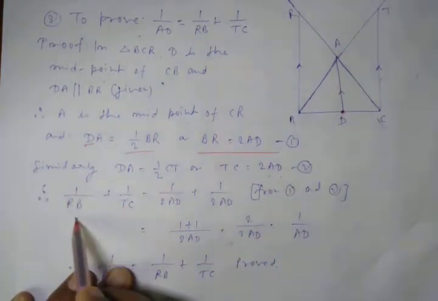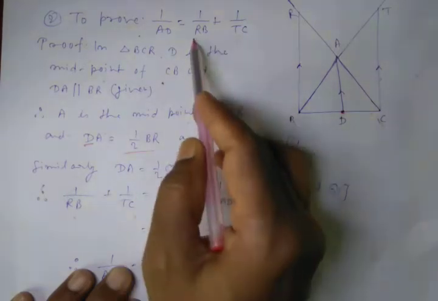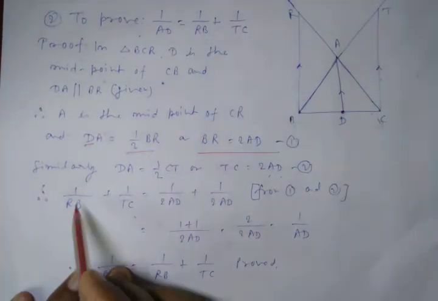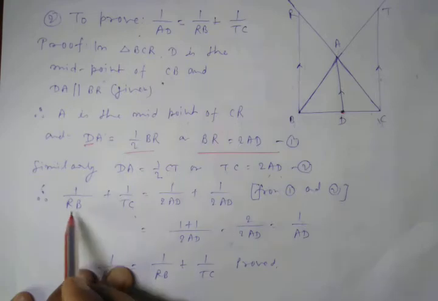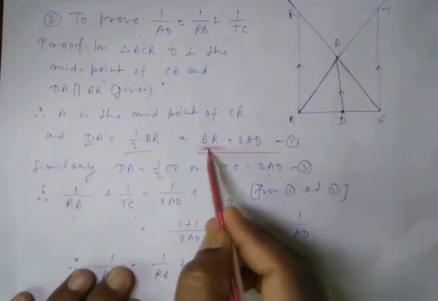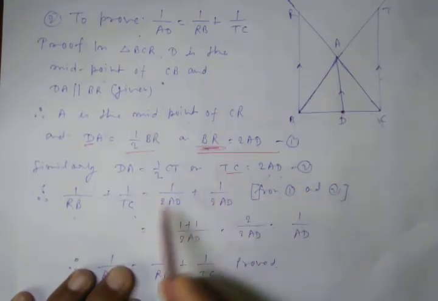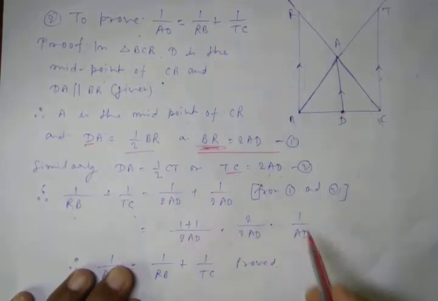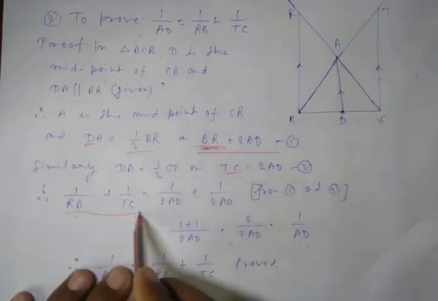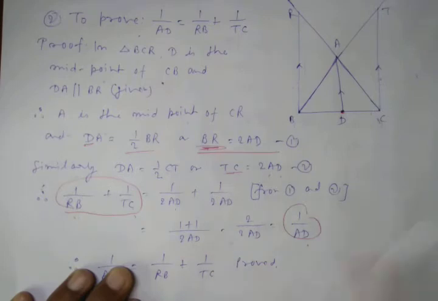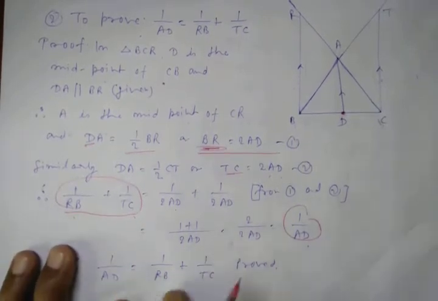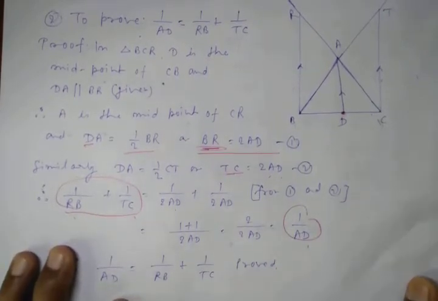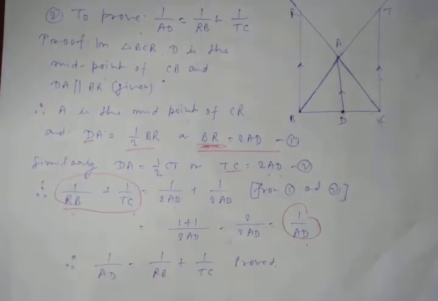Now 1 by RB plus 1 by TC, that is the right hand side. So 1 by RB plus 1 by TC equals, now put the value of RB and TC here, and then solve. You will get 1 by AD. So it is proved that 1 by AD equals 1 by RB plus 1 by TC. So this is the proof.